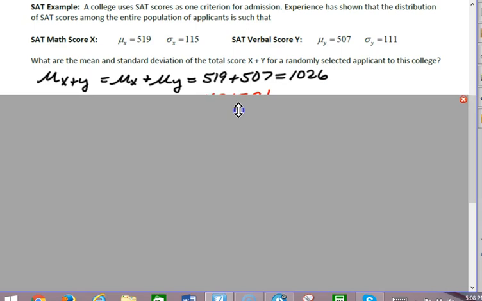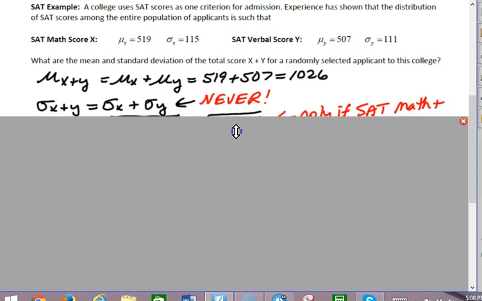Well, we know that the mean of X plus Y, and this is another way to write that, mu with a subscript X plus Y, is equal to mu of X plus mu of Y, which is 1026. We also know that the standard deviation of X plus Y is never equal to the standard deviation of X plus the standard deviation of Y. We can never add standard deviations. We can only add variances. Okay, so we could write this.